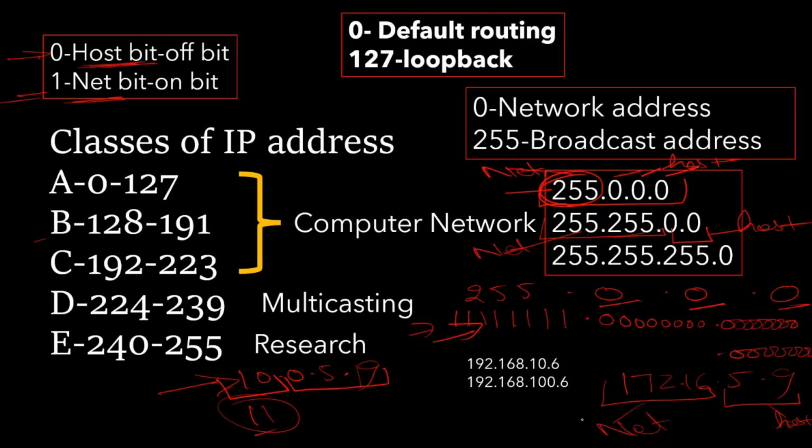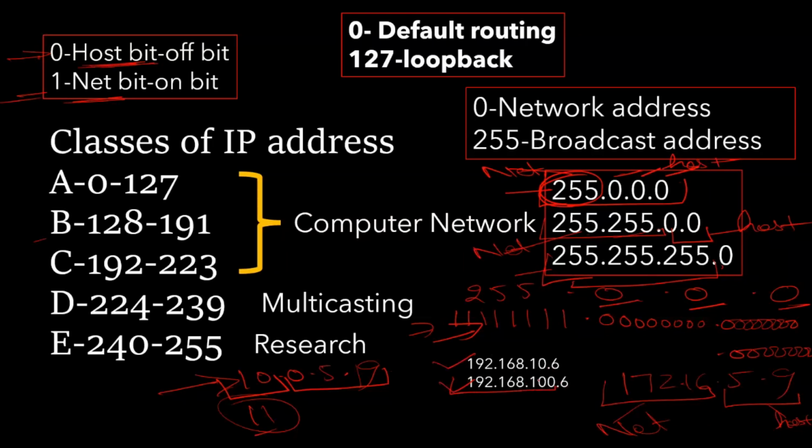Right, so this is the meaning of subnet mask. In class C, it's the same thing. The first, second, and third parts are for the network, and the last part is for the host. So this is my class C IP, 192.168.100.6. Compare it with these two IPs: the first is 192.168.10.6 and the last is 192.168.100.6.